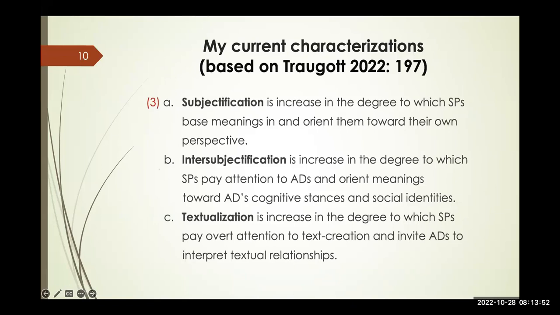Okay. Here are my definitions. Subjectification, in my current view, is increase in the degree to which speakers base meanings in and orient them toward their own perspective. Intersubjectification is increase in the degree to which speakers pay attention to addressees and orient meanings toward addressees' cognitive stances and social identities. And textualization is increase in the degree to which speakers pay overt attention to text creation and invite addressees to interpret textual relationships.